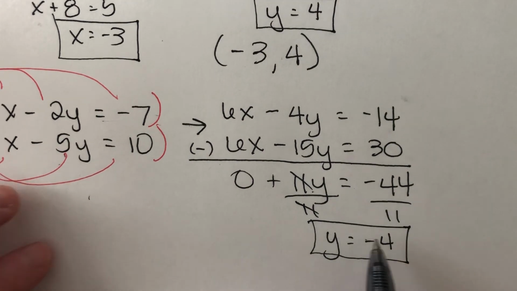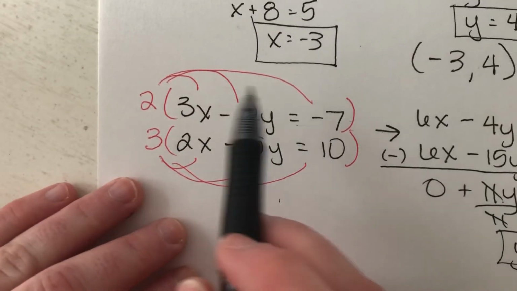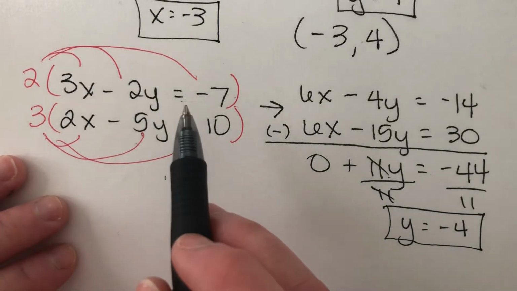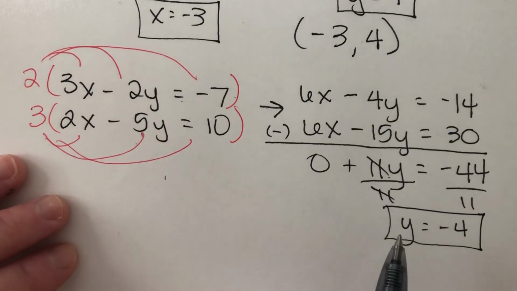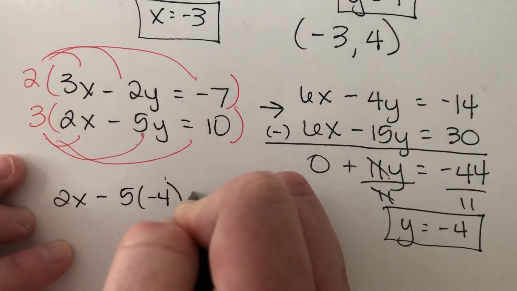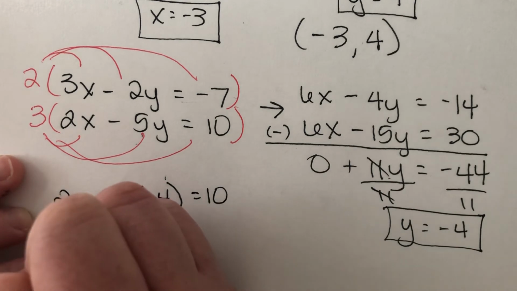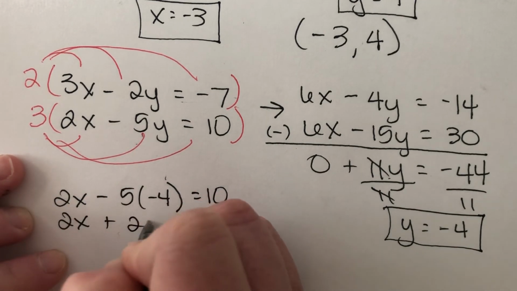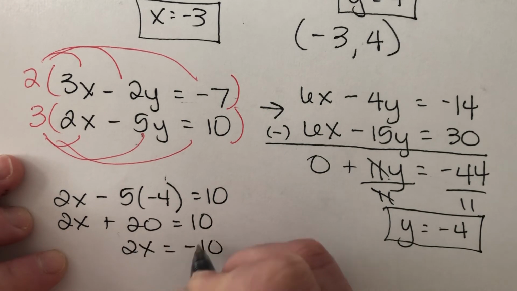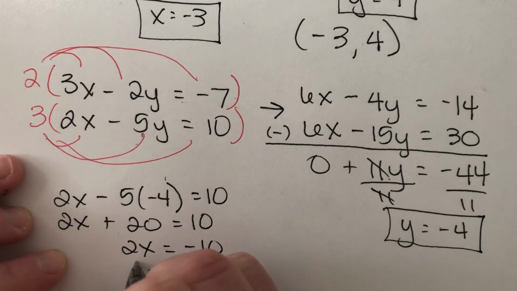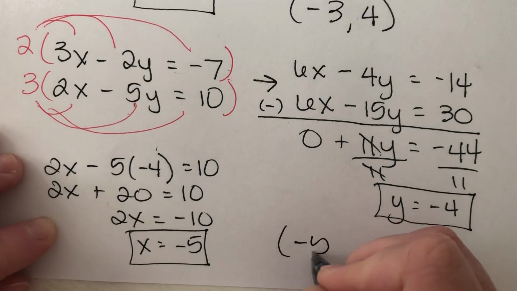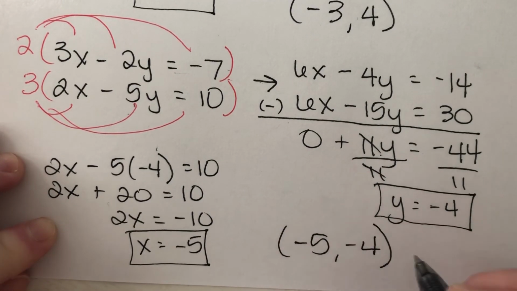Once I know what one of my variables is, I can go back over here to my two original equations, plug it in, and solve for x. I'll use the bottom equation. So 2x minus 5 times negative 4 equals 10. 2x plus 20 equals 10. 2x equals negative 10, so x equals negative 5. Okay, so my solution here is going to be negative 5, comma, negative 4.